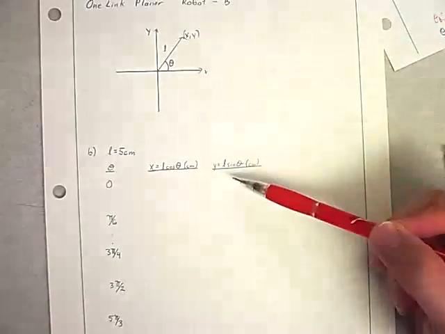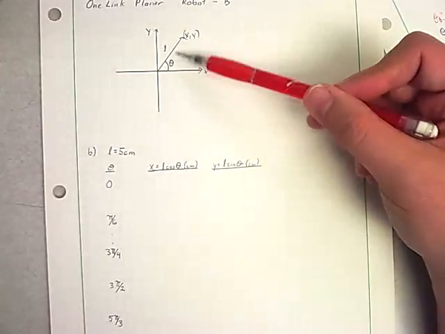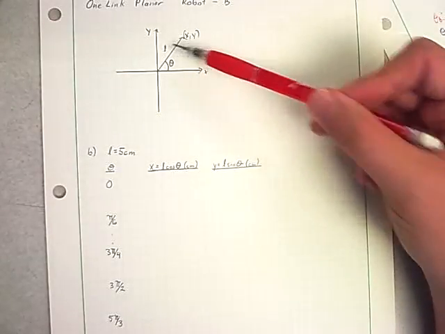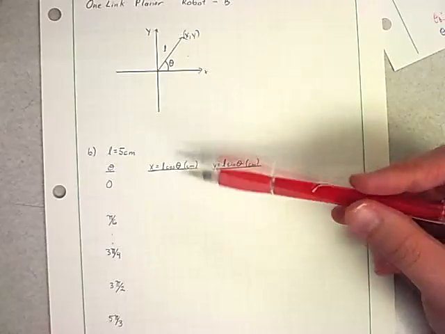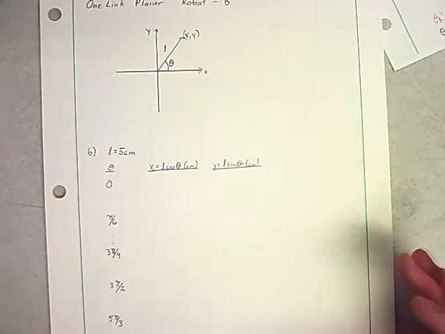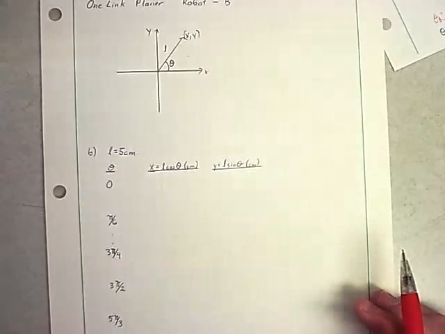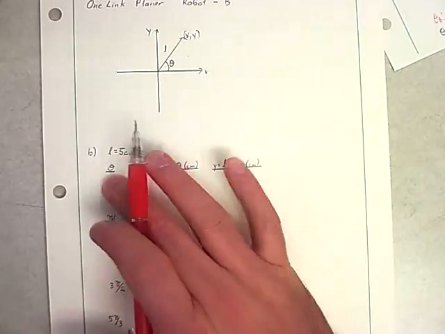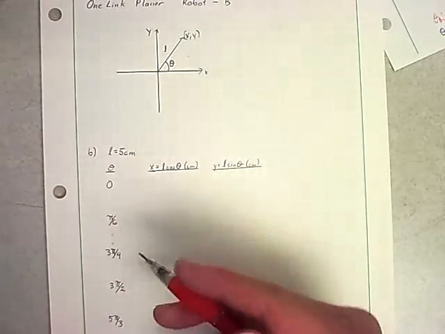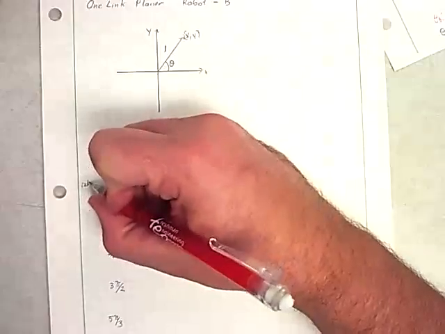Y is L times the sine of theta, because L times sine would get us the opposite side. So those are our equations, and then they've given us a list of values. Notice they're in radians: 0, pi over 6, 3 pi. They're radians, which is good.